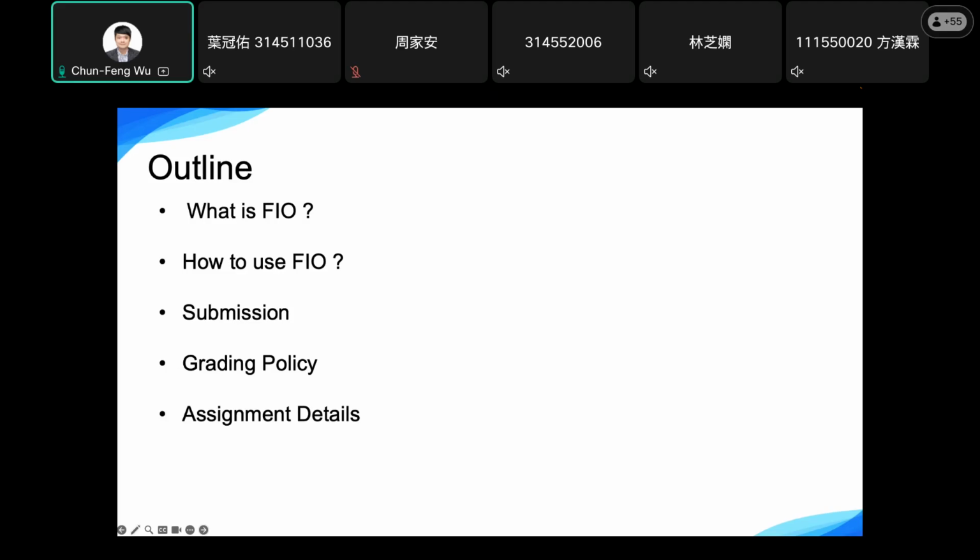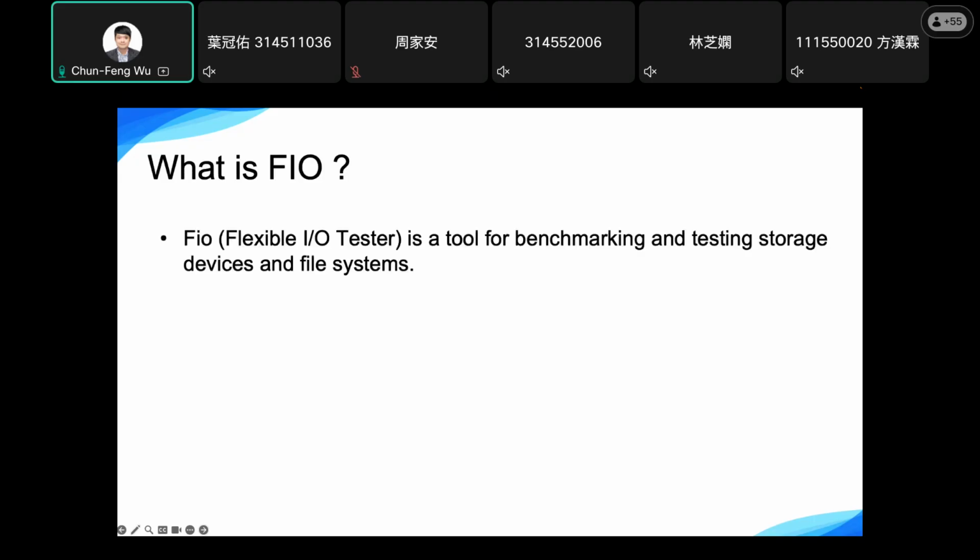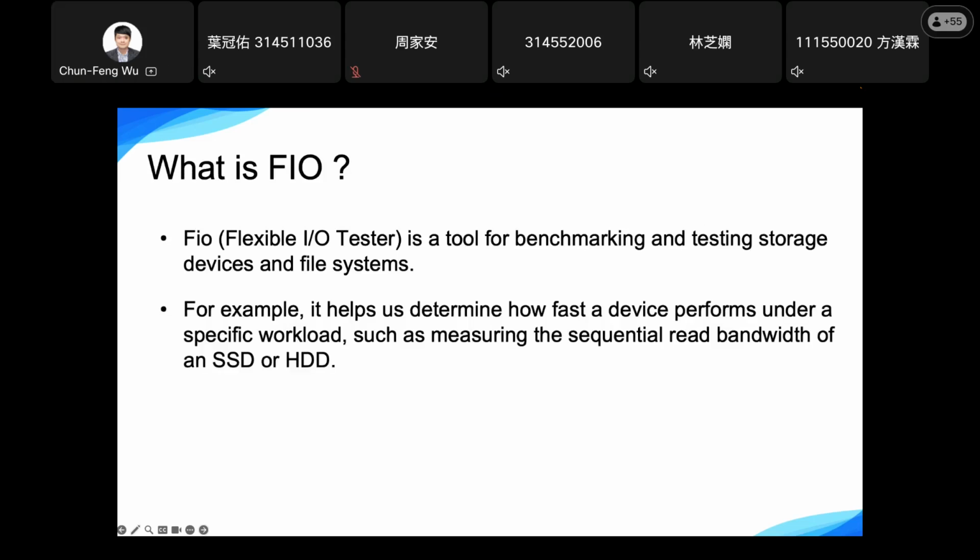Let's get started. The first question is, what is FIO? FIO is a tool for benchmarking and testing storage devices and file systems. For example, it helps us determine how fast a device performs under a specific workload, such as measuring the read bandwidth of an SSD or hard disk device.